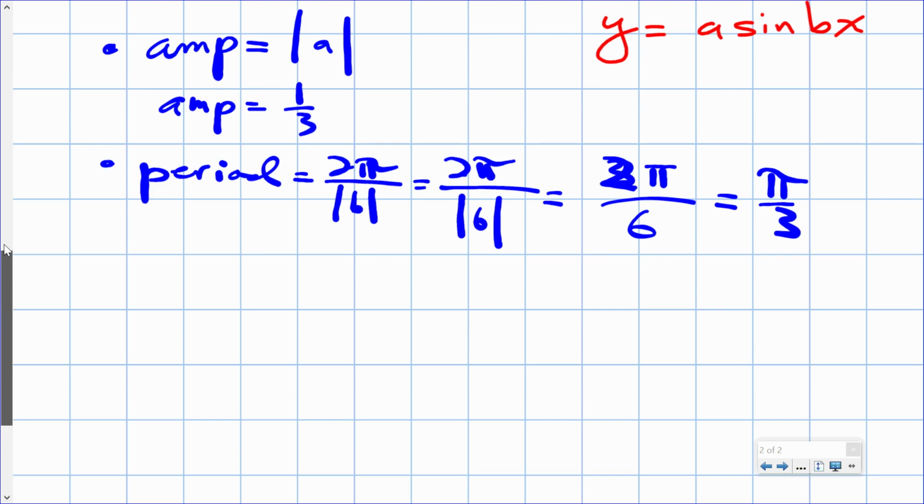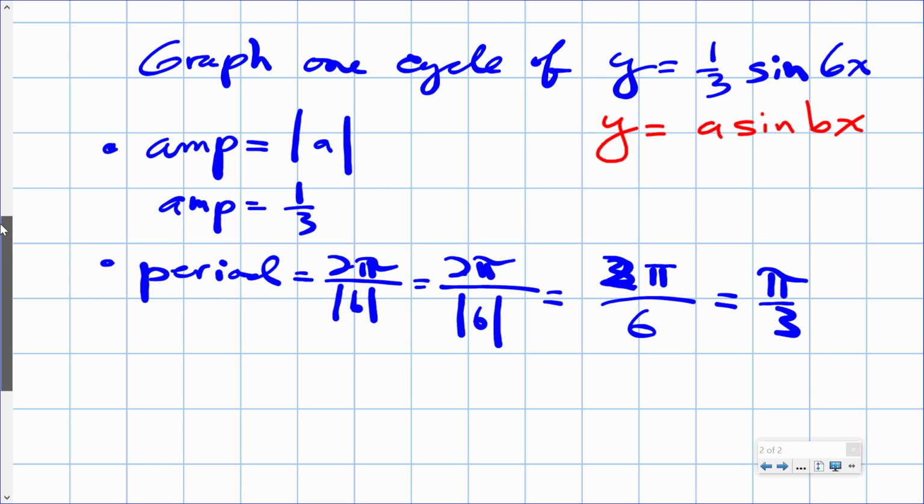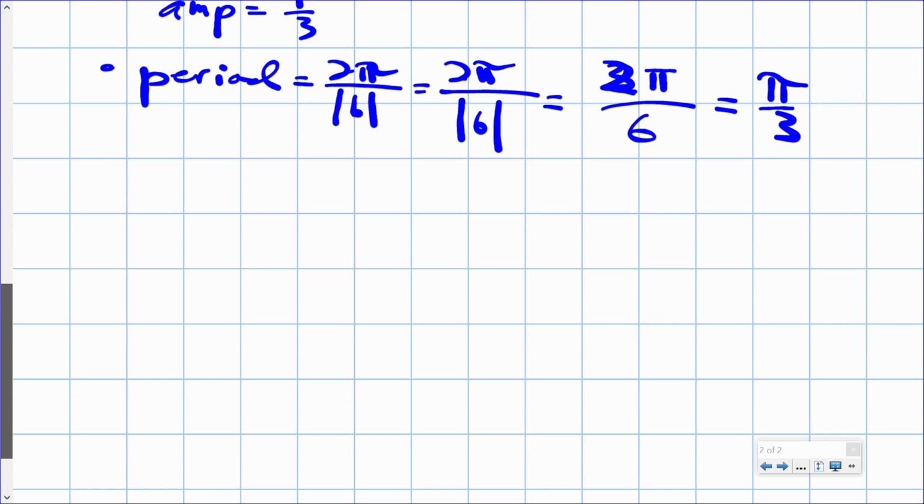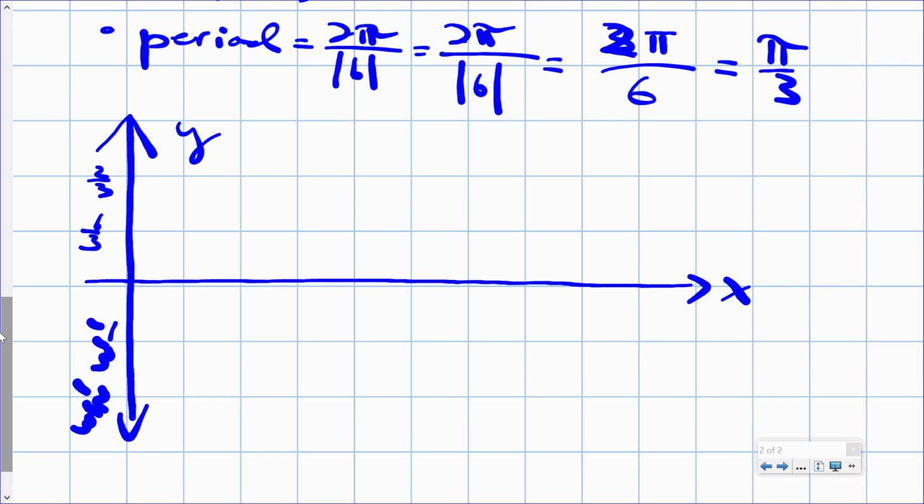Okay. So let's first make our axes accordingly. Before we find our 5 key points, let's make our x and y axis according to this. Here's my y-axis, x-axis. Amplitude is 1/3, right? I'll make this 1/3. This could be 2/3. Negative 1/3, negative 2/3. So we're going to have a shorter wave height.